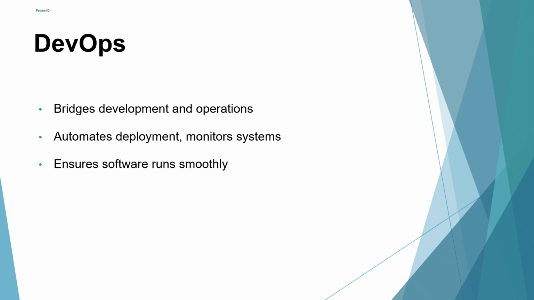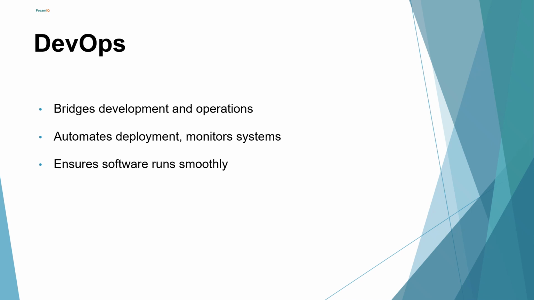They make sure code from the front-end and the back-end developers gets safely deployed to servers and runs reliably. They also automate processes, monitor system health, and fix problems quickly. Without the DevOps team, even great software might struggle to run efficiently.